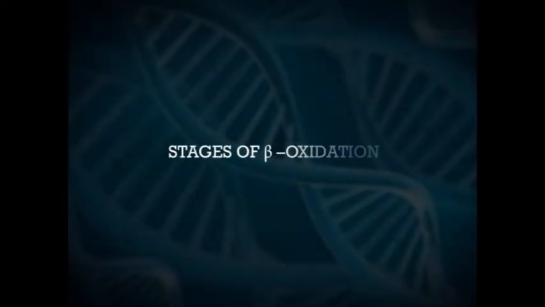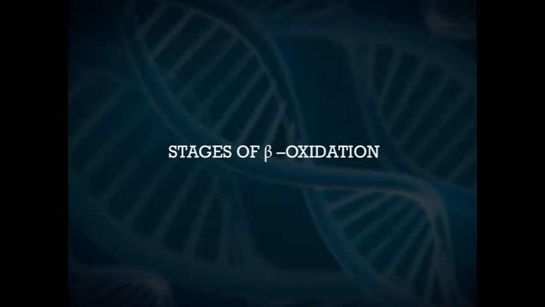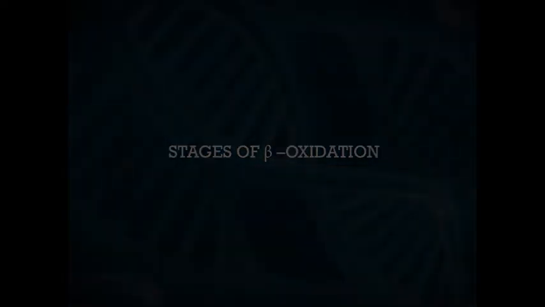Now, the stages of beta oxidation are as follows. The beta oxidation of saturated fats mostly occurs via 4 oxidation steps involving many enzymes and electron transfers. The fatty acids undergo oxidative removal of successive 2 carbon units in the form of acetyl-CoA, starting from the carboxyl end of the fatty acyl chain.